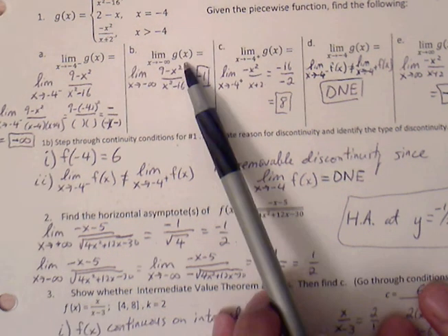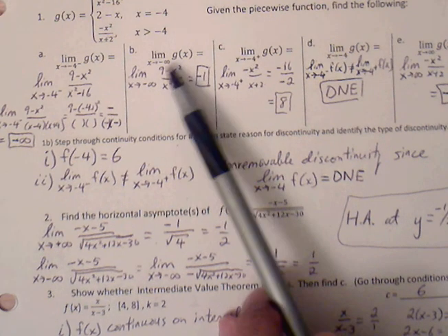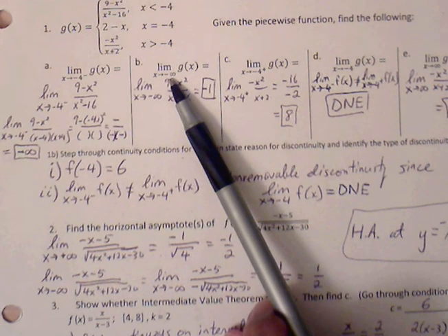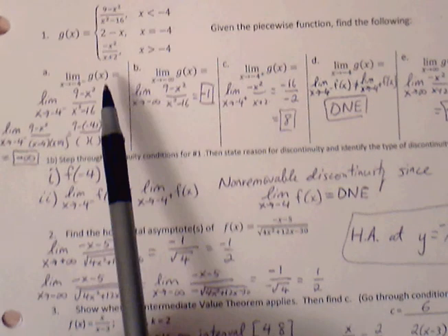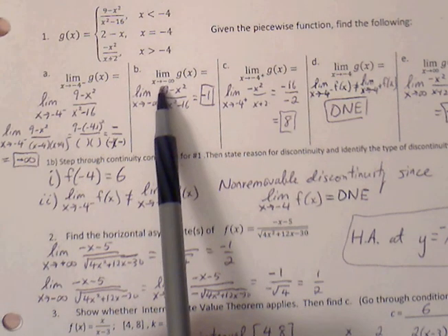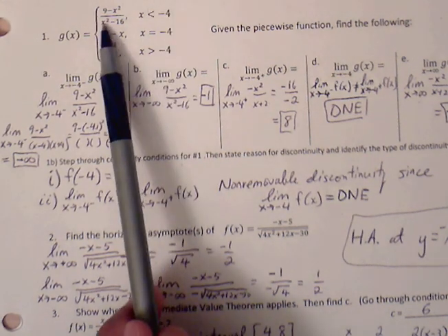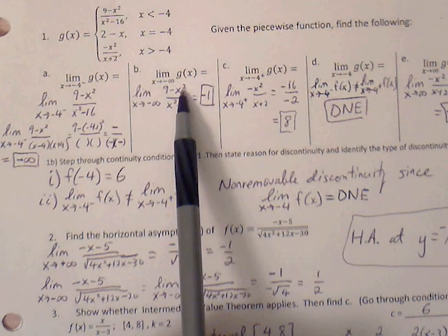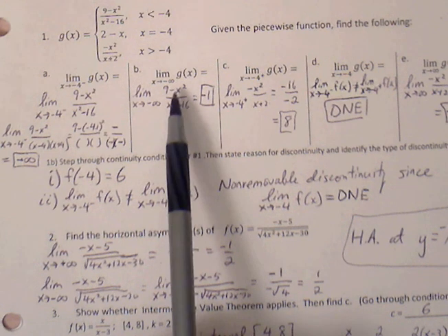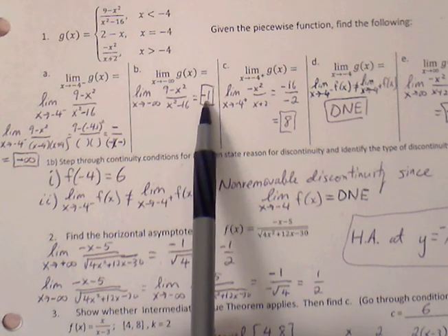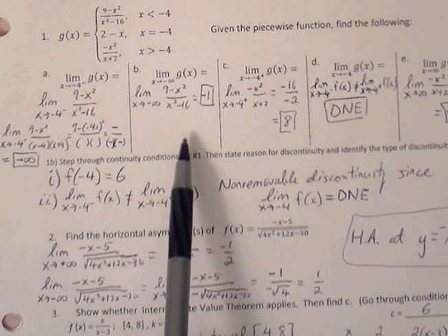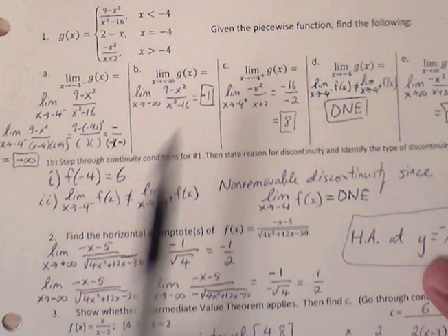Okay, part B, limit as x approaches negative infinity. So if we're approaching negative infinity, then we're simply looking at the degrees of our function. Negative infinity is referring to values less than -4, so we're talking about this piecewise here. If we're just comparing degrees, we see that negative x squared over x squared will simply give us -1, because degrees are the same. So we simply take the leading coefficients. -1 over +1 is -1.